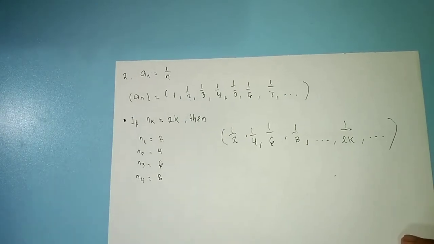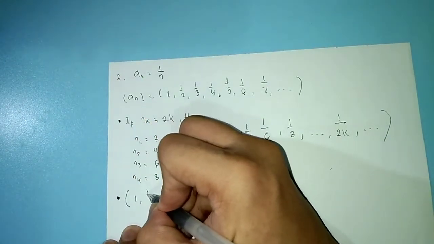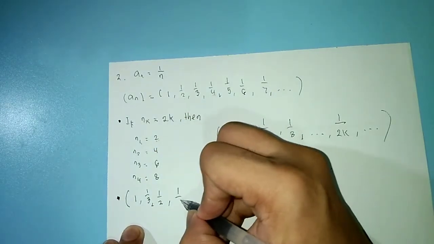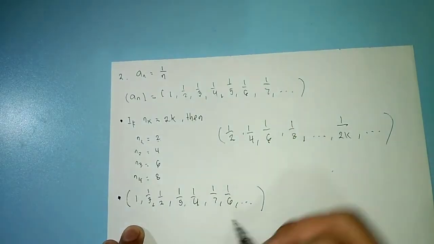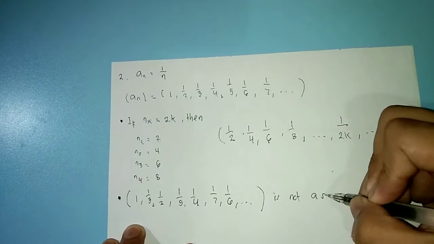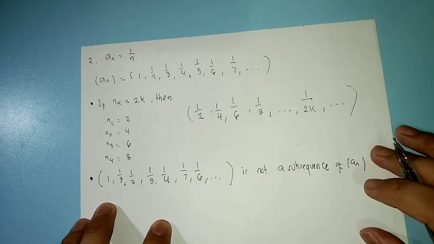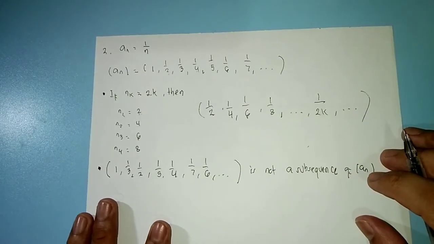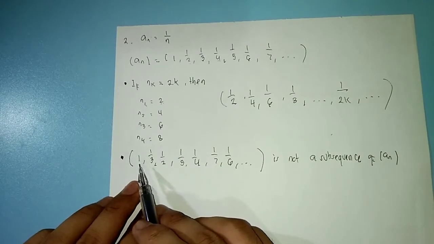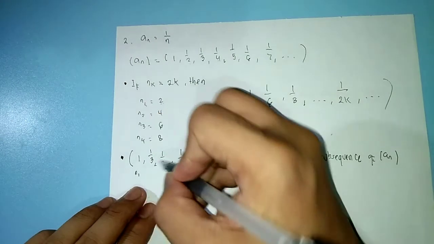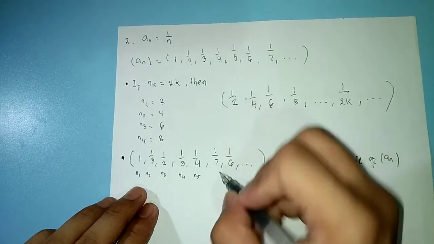Now, magbibigay naman ako ng example na hindi subsequence. So, let's have a sequence 1, 1/3, 1/2, 1/5, 1/4, 1 over 7, 1 over 6, and so on. So, this sequence is not a subsequence of a sub n. Sa tingin nyo, bakit kaya? Okay? Kasi, kung ito yung ating n sub 1, ito yung ating n sub 2, ito yung ating n sub 3, n sub 4, n sub 5, and so on.